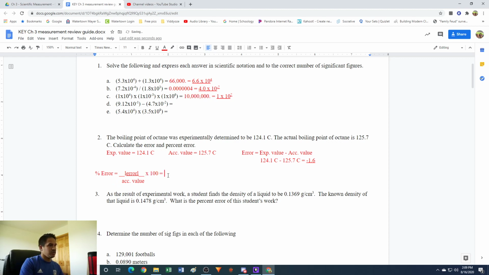Okay, so this is going to be the absolute value of 1.6 divided by the accepted value, 125.7, and then we're going to times that by 100, and we should get a percentage. So 1.6 divided by 125.7 times 100, and we get a percent error. And let's round this to, I guess, 4 significant figures.